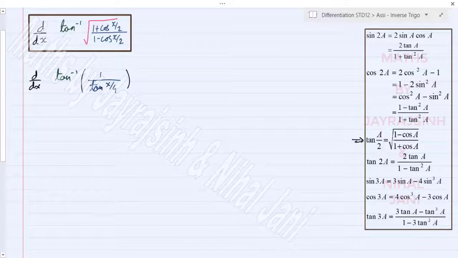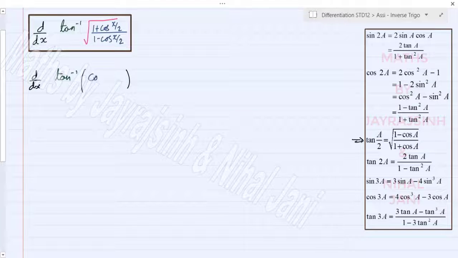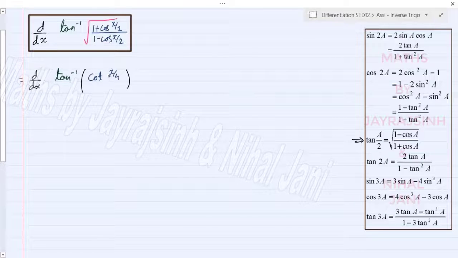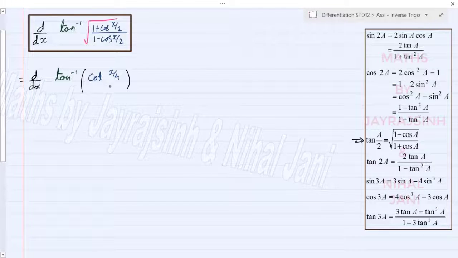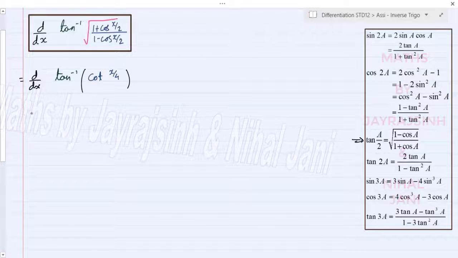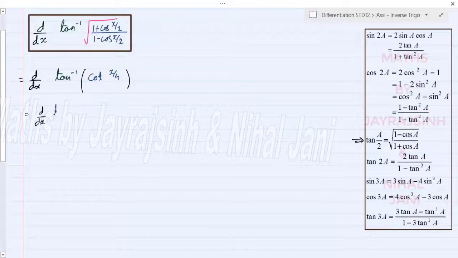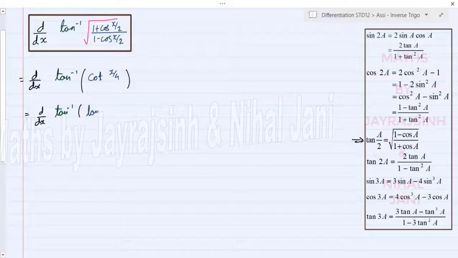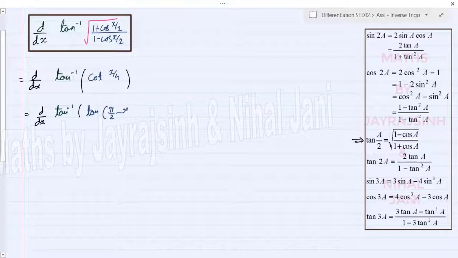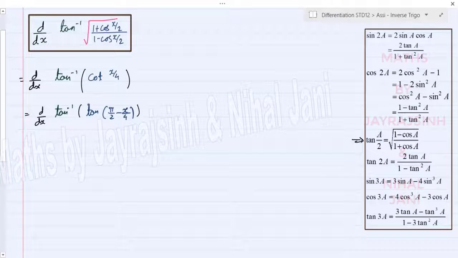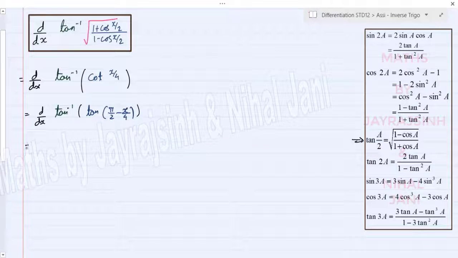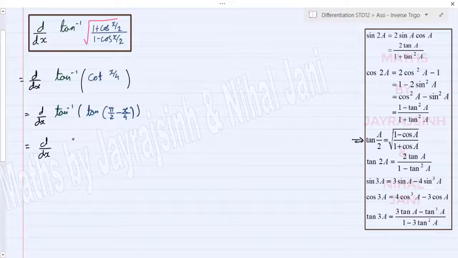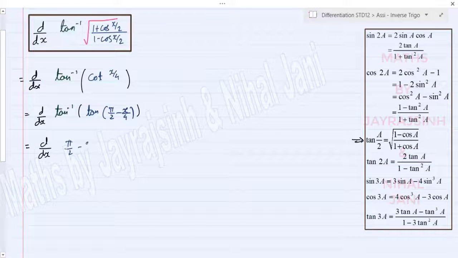Now 1 upon tan is simply your cot x by 4. So now here we have tan inverse of cot x by 4. As we know, cot and tan are complementary functions of each other, so we can say cot x by 4 can be rewritten as tan pi by 2 minus x by 4. So now we get tan inverse tan pi by 2 minus x by 4. Tan inverse and tan are inverse functions of each other, so it can be simplified as pi by 2 minus x by 4.